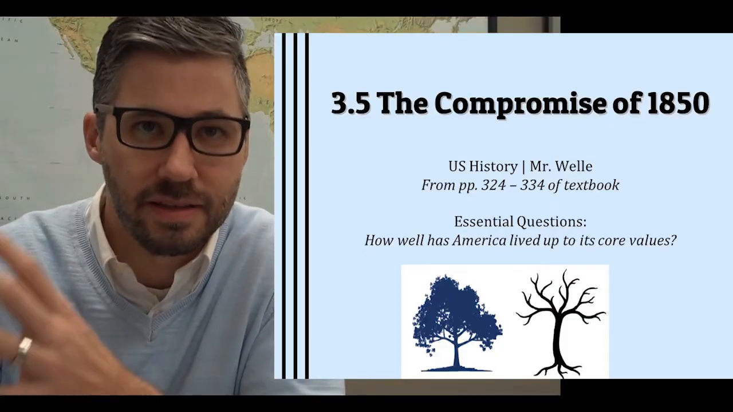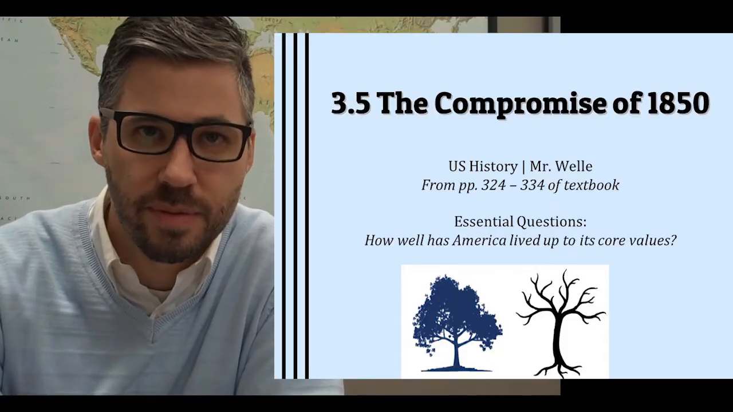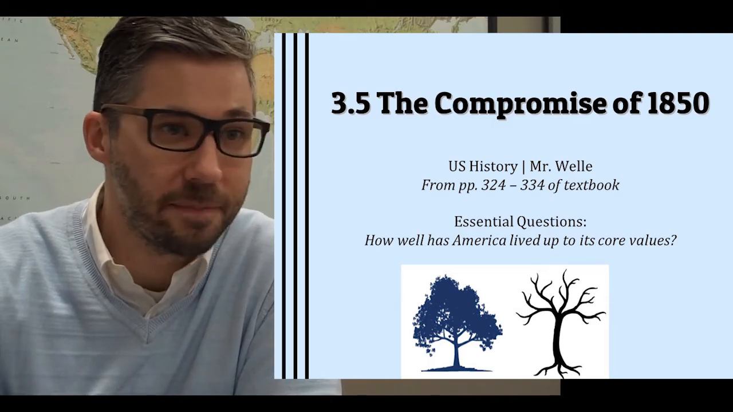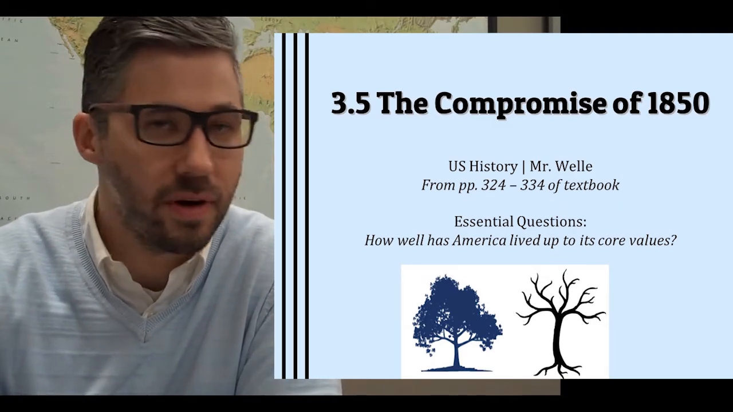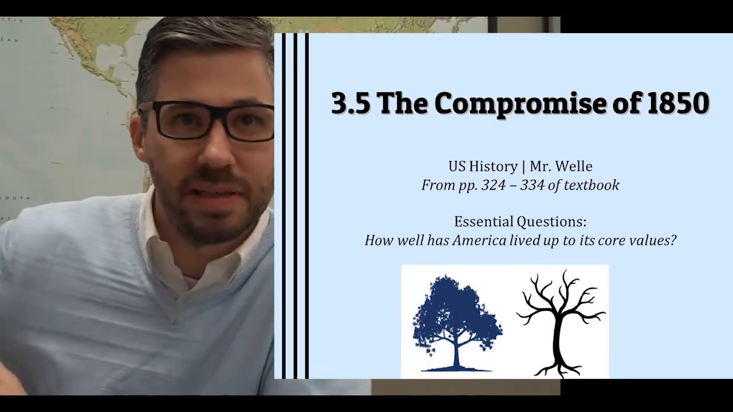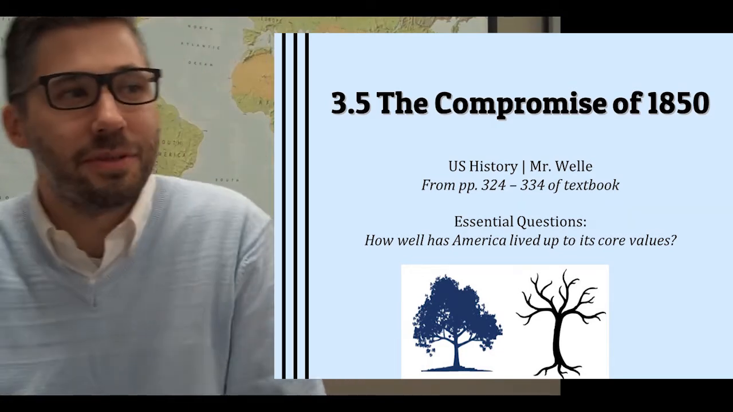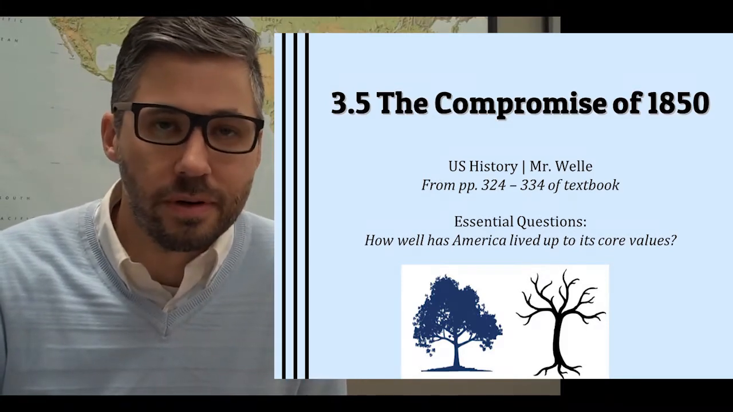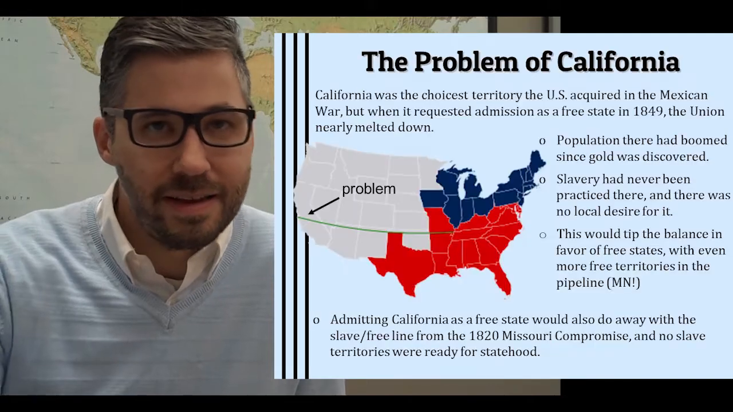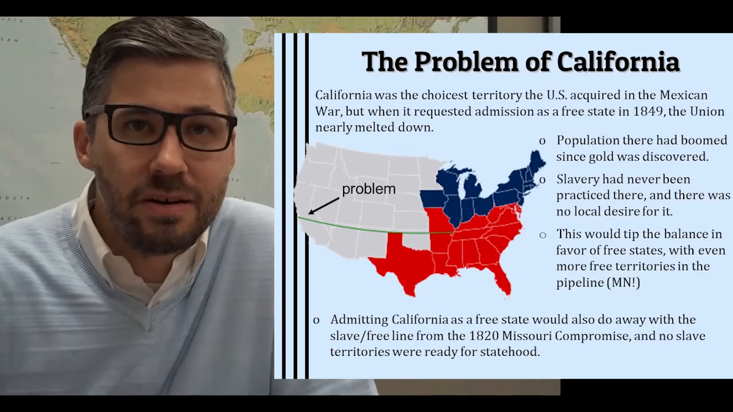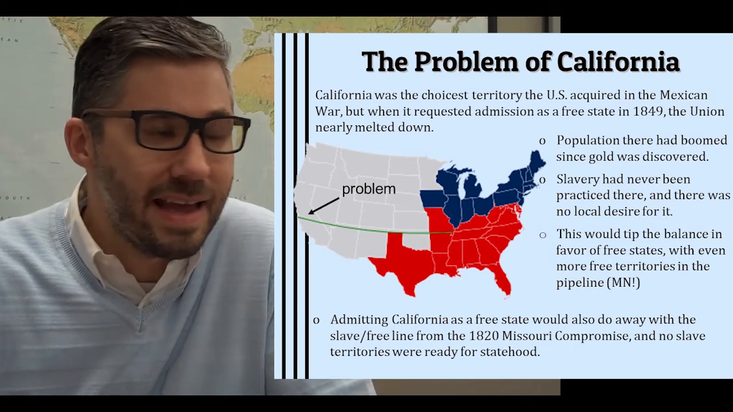I want to give you some quick instruction on Lesson 3.5, which is the Compromise of 1850, which is like the last time we were able to sort of scrape it together and look like a happily married couple between North and South before this thing broke down into an all-out civil war 10 years later. This is not an altogether happy story. And at the center of this problem is California.